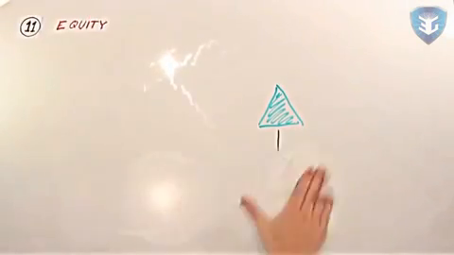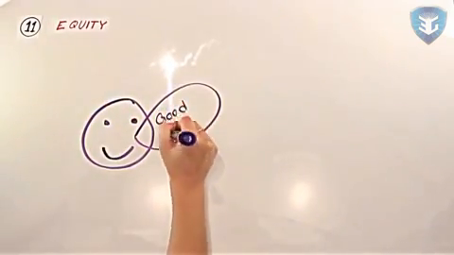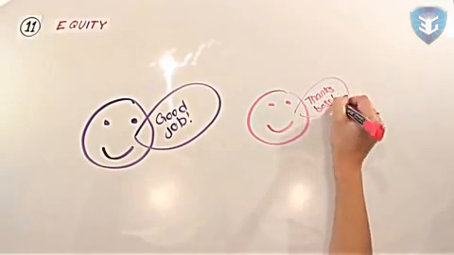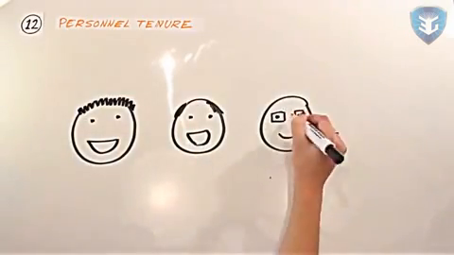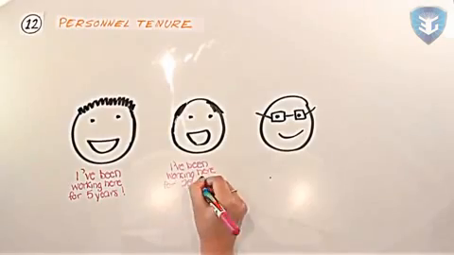Fayol's eleventh principle is equity. Managers should support their employees and keep their best interests in mind. His twelfth principle is personnel tenure. Employees should be kept on as long as possible because they are valuable assets.